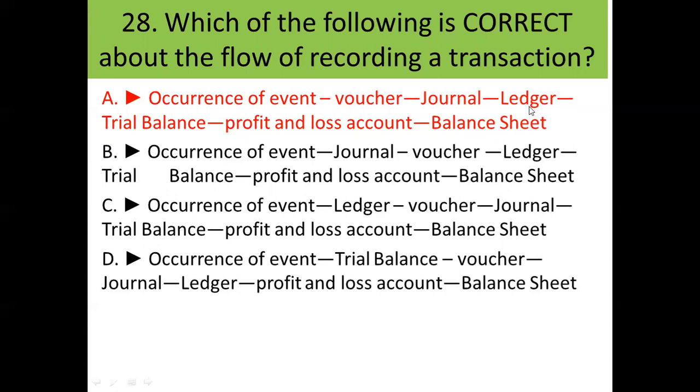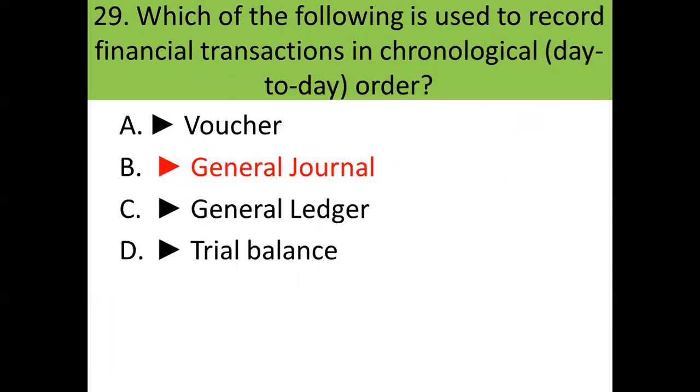The ledger is also called a T account, and the balances on the T account will be transferred to the trial balance, and then the summarized trial balance will help us to prepare the profit and loss account and the balance sheet. This is the flow of recording a transaction. Which of the following is used to record financial transactions in chronological, day-to-day order? It is the general journal.